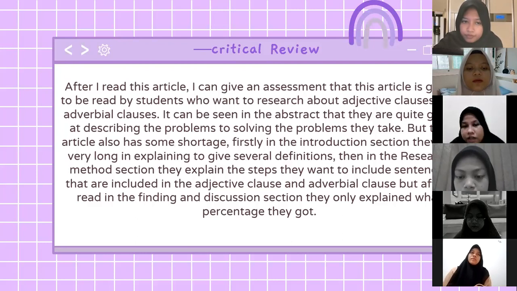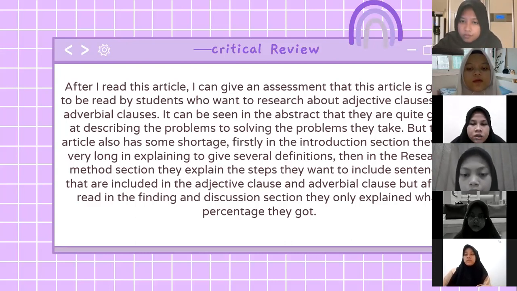Then in the research method section, they explain the steps. They want to include sentences that are included in the adjective clause and adverbial clause. But after I read the findings and discussion section, they only explain what percentage they got.